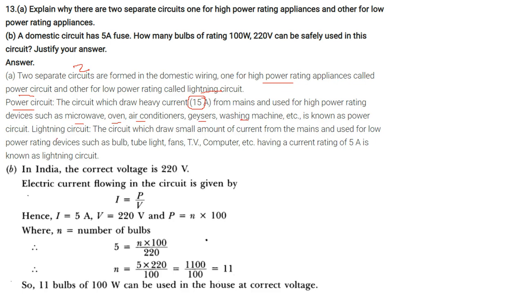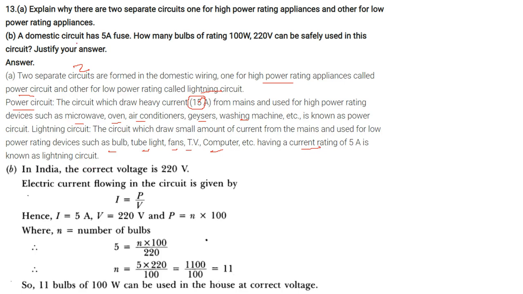While the lighting circuit draws a small amount of current from the mains and is used for low power rating devices like the bulb, tube light, fan, TV and computer. The large rating is 15 ampere, while a current rating of 5 ampere is known as the lighting circuit.